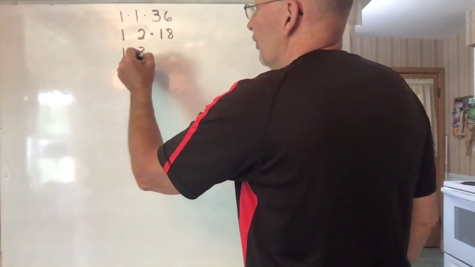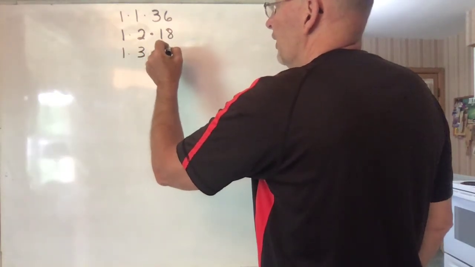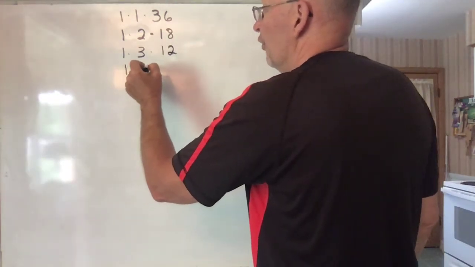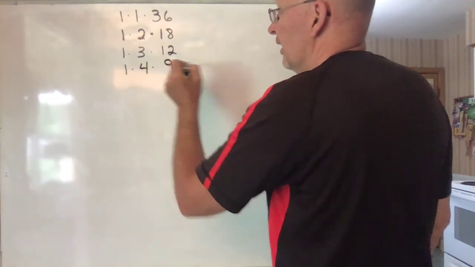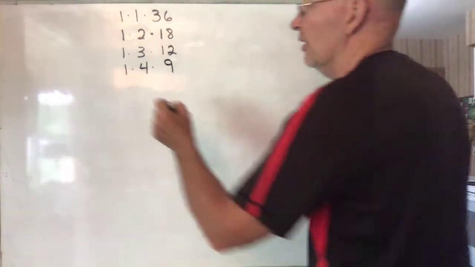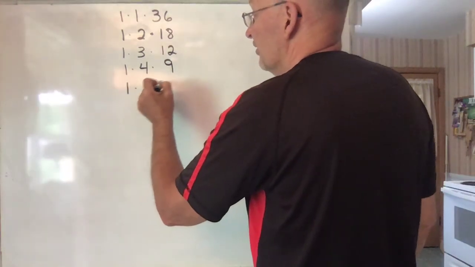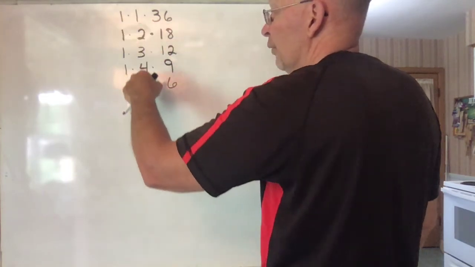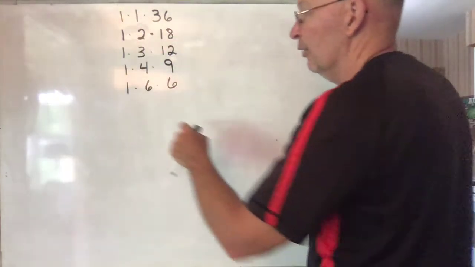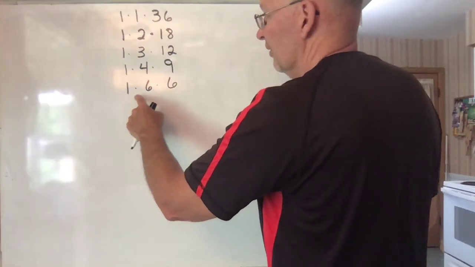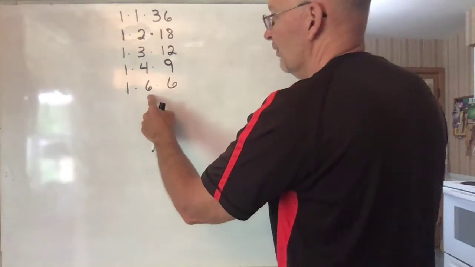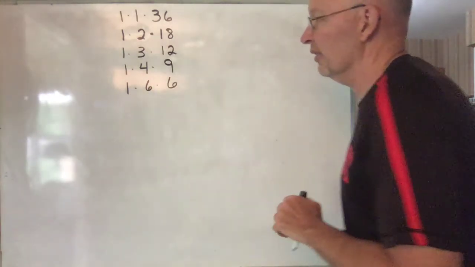1 times 3 times 12, that gives you 36. 1 times 4 times 9, that gives you 36. 1 times 6 times 6. So these are all ones, and these I started 1, 2, 3, 4, 6. And there's none larger than this because this number, notice, is always smaller than this one. I could have 1 times 9, but then that would be 4, which is that one.